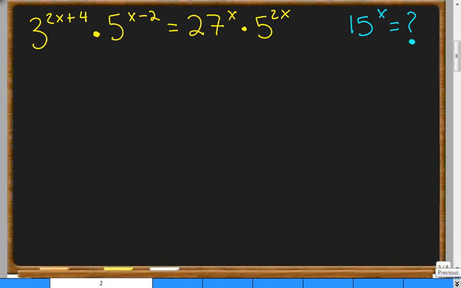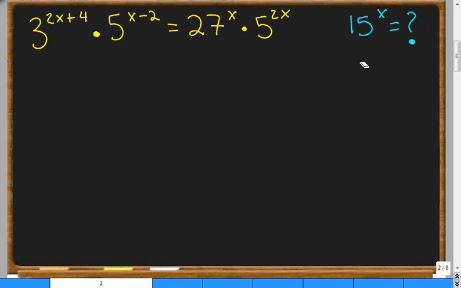Okay, so now we have this problem. So we have 3^(2x+4) times 5^(x-2) equals 27^x times 5^(2x). 27 to the x, sorry. And that equals, and then we are trying to figure out what 15^x is going to equal. Okay, so we've got to create that somehow.